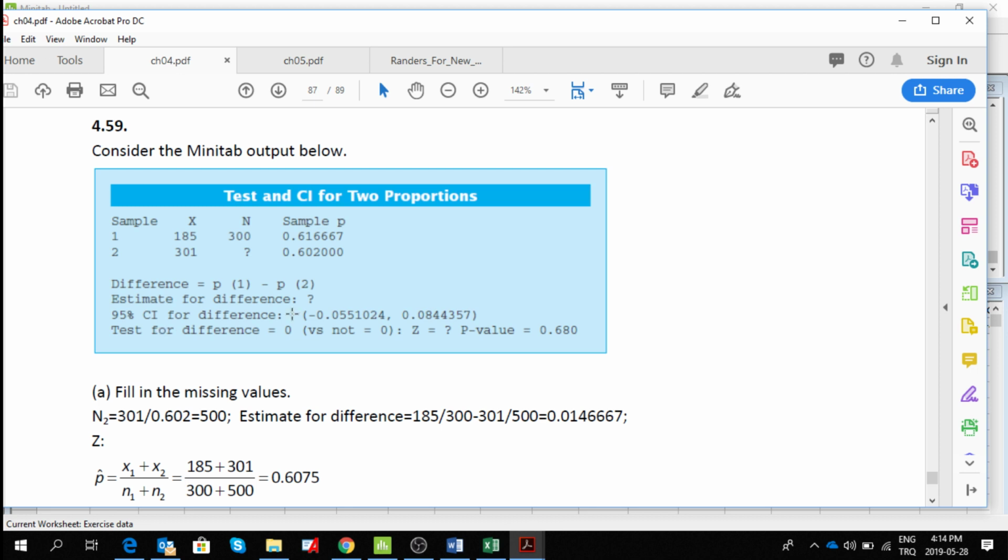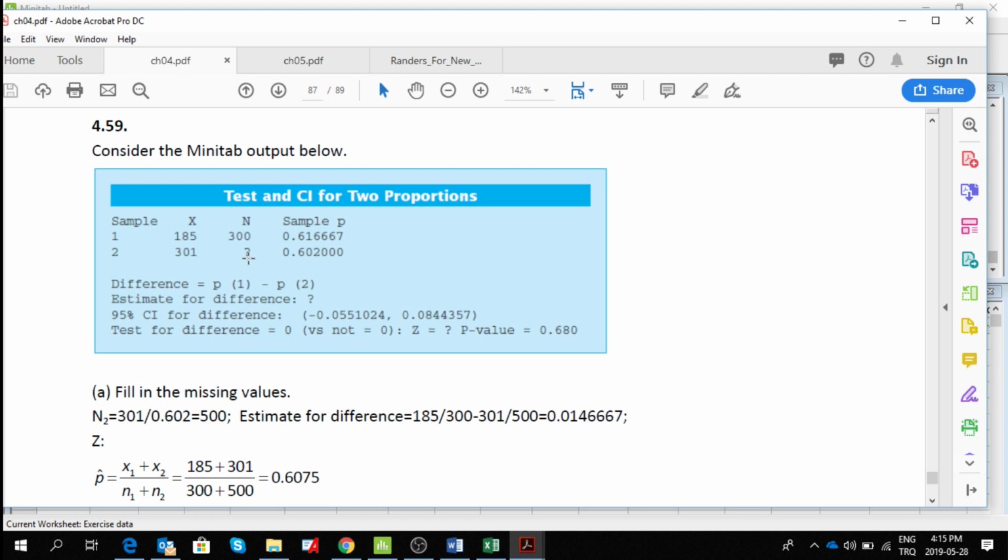A 95% confidence interval is given, and the hypothesis test is given. It's a two-sided one. p1 minus p2 is equal to 0 versus p1 minus p2 is not equal to 0. And since this is a test with two proportions, the test statistic we use is the z statistic, and it's a question mark here. We can calculate that, and the p-value is given to be 0.680.